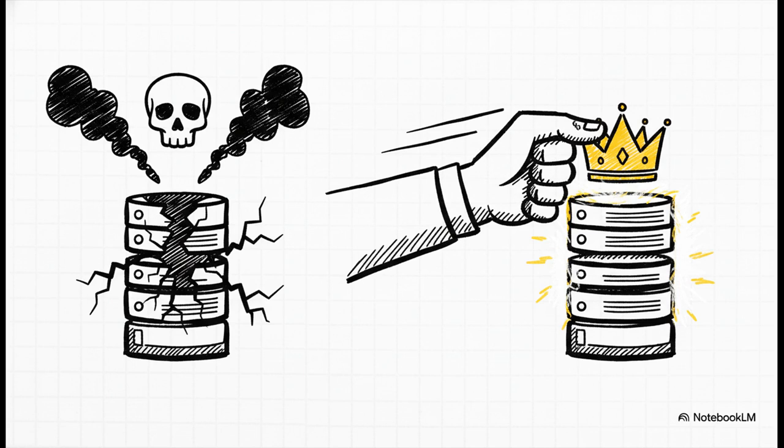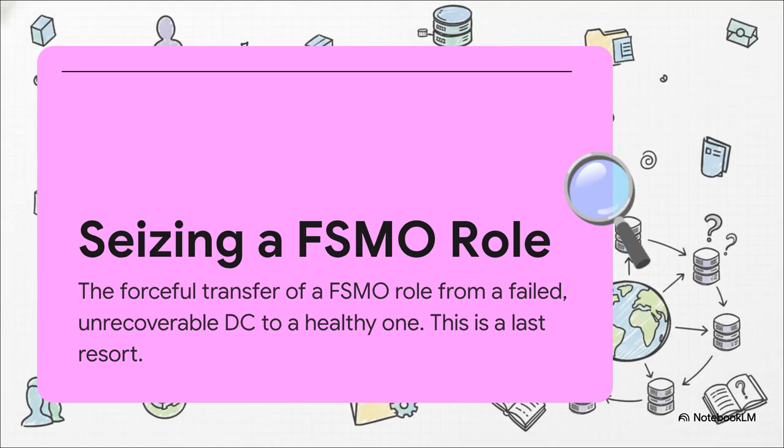You have to perform an emergency promotion and move that role to a healthy server, and you have to do it fast. This process is called seizing a role. And I want you to pay attention to that word, seizing. It's a forceful transfer. This isn't a friendly handover. This is an absolute last resort. And here's the most important part. The original server can never, ever be brought back online after its role has been seized.